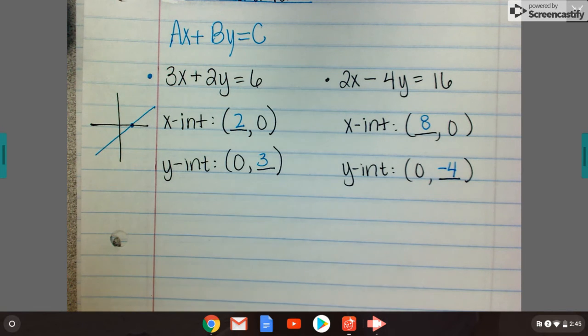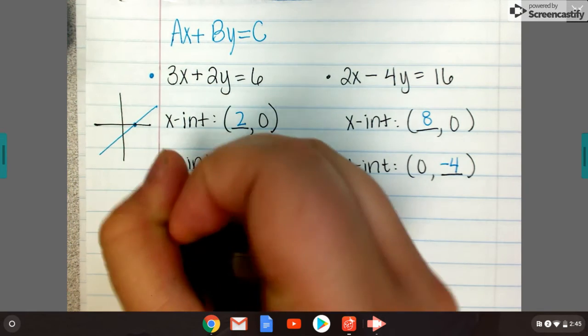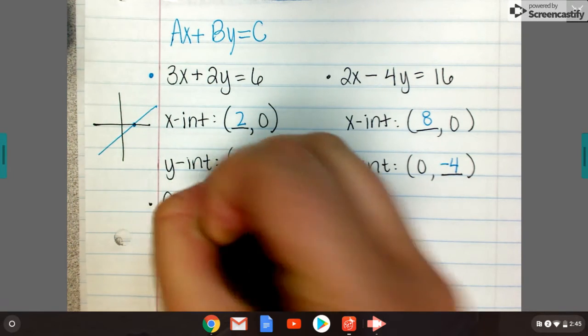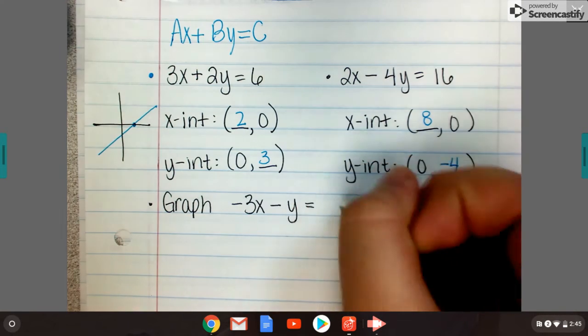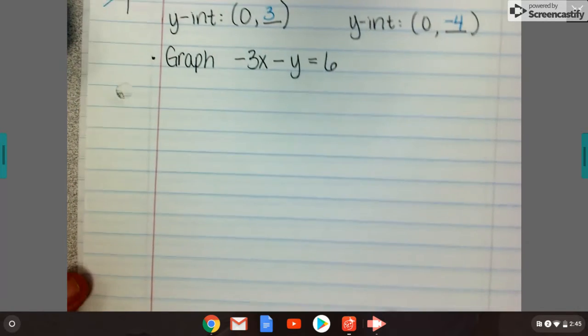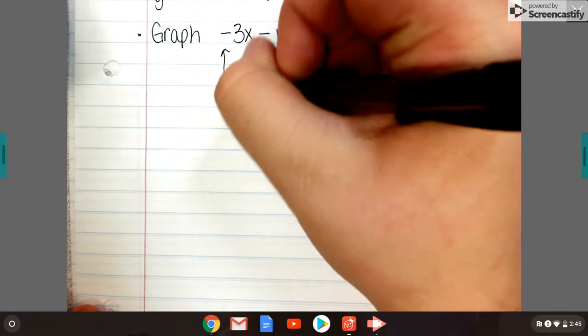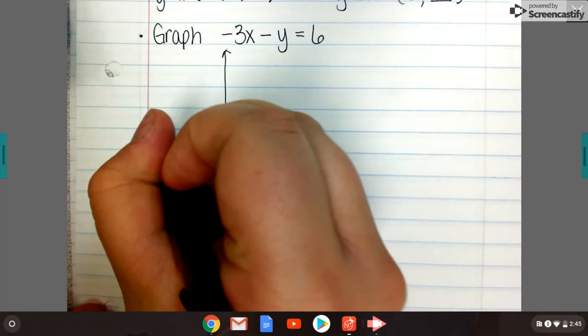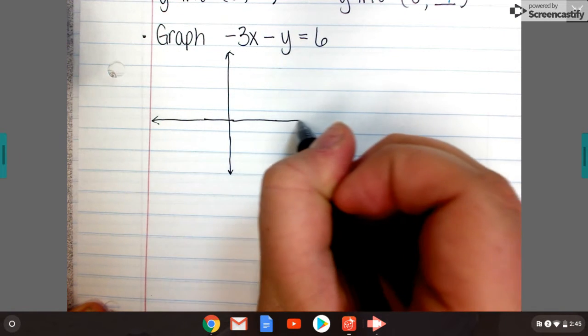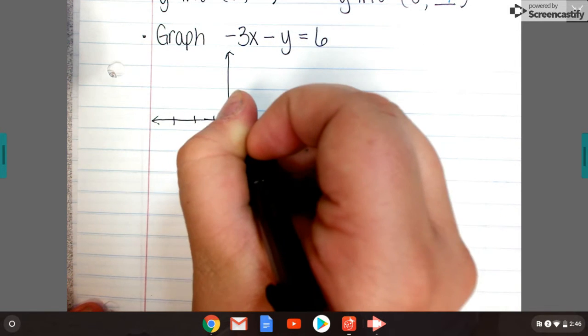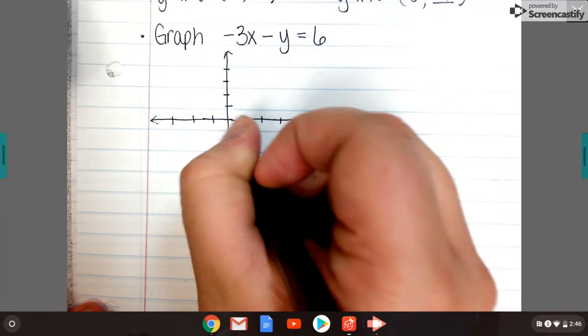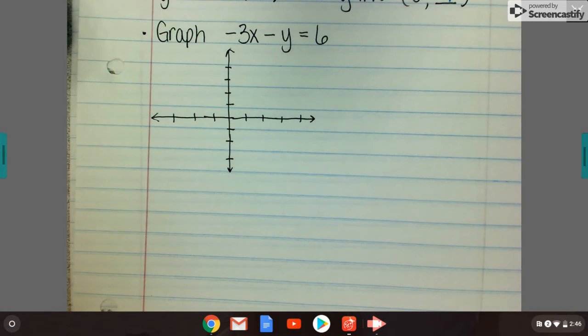All right, let's do another type of them. Let's graph one. Let me give myself an xy coordinate plane, and some marks in either direction. Try to make them as evenly spaced out as you can. So let's plot both of our intercepts.